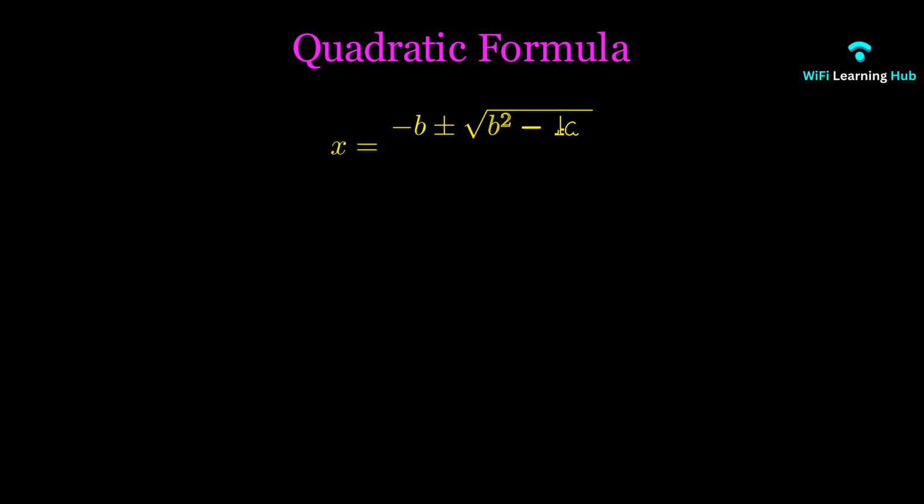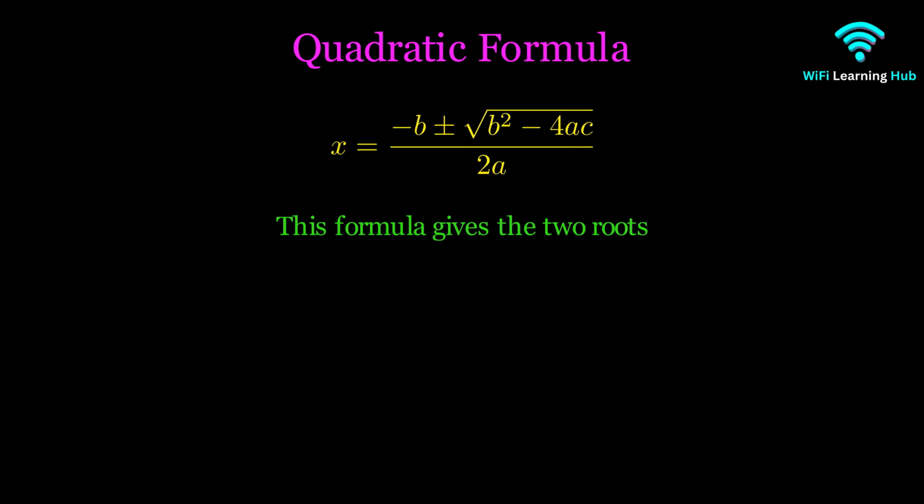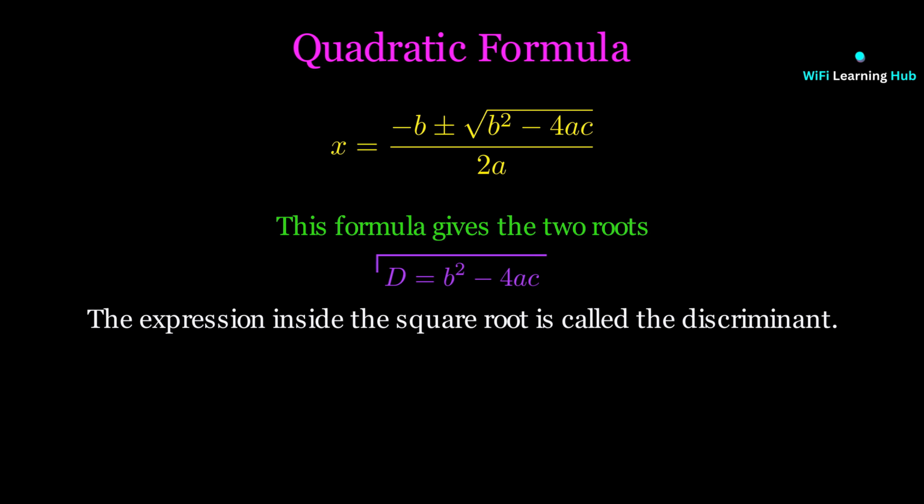Therefore, the formula for solving a quadratic equation is x equals negative b plus or minus square root of b squared minus 4ac, divided by 2a. This formula gives the roots of ax squared plus bx plus c equals 0. The expression b squared minus 4ac is called the discriminant.